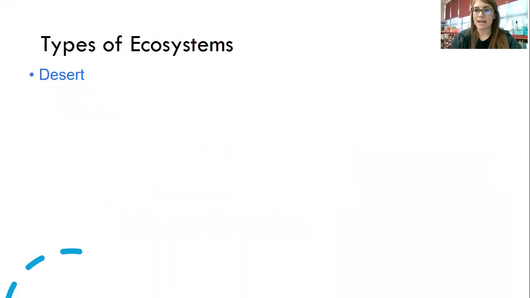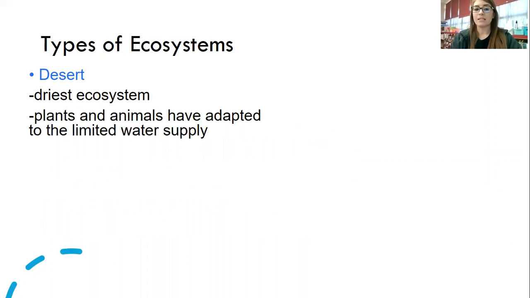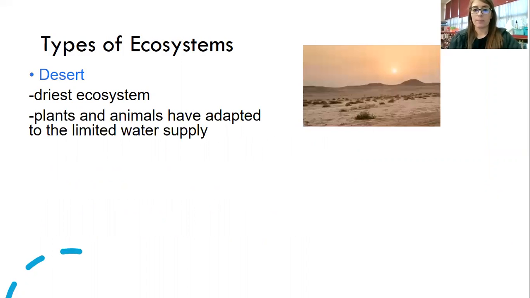Alrighty, then we've got the desert, which is the driest ecosystem. Plants and animals have adapted, however, to the limited water supply. You know, cacti actually store water within their trunks to hold on to when it goes days and days and days and maybe weeks without rain. All right, so there's a picture of the desert.